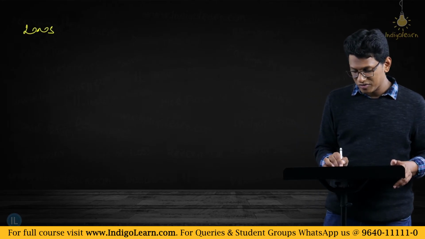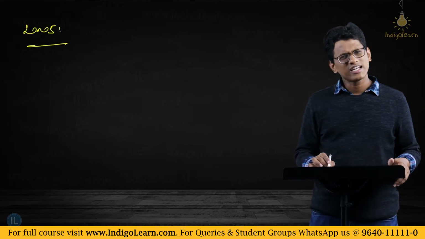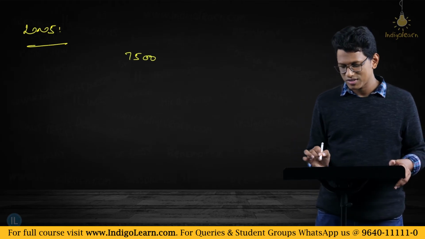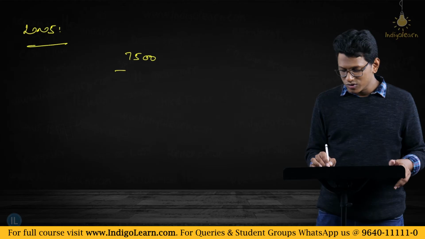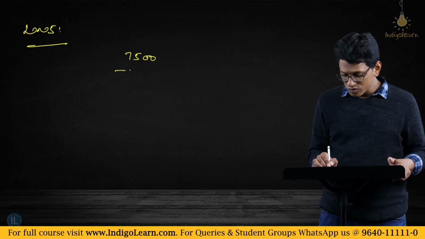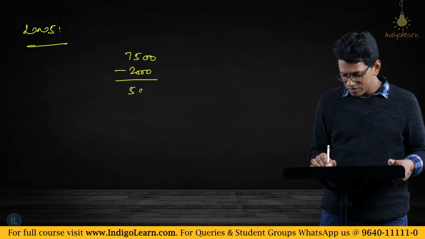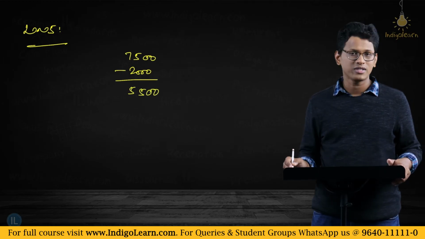Working note 5. What is the number of debentures we have today? We have 7,500 debentures. Out of those, or rather, that is what we purchased. Out of those, we sold off 2,000 debentures. So, we are left with 5,500 debentures.